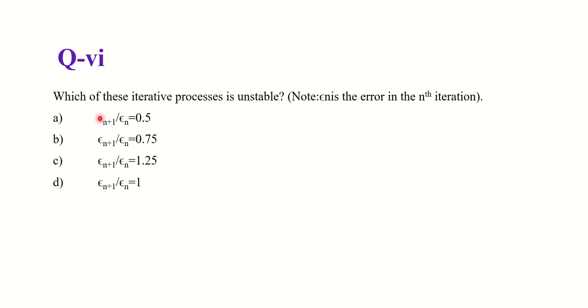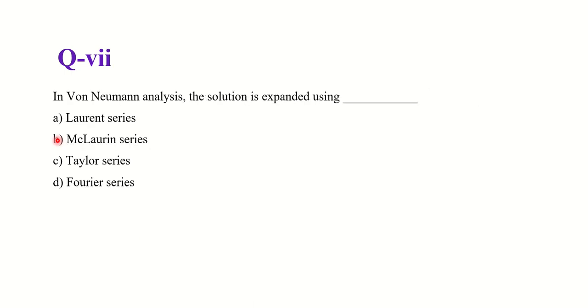If epsilon n plus 1 by epsilon n is equal to 0.5, then epsilon n plus 1 is equal to 0.5 times epsilon n. That is, the present error is half of that in the last step. So it is acceptable. Whereas in option 3 it is given that epsilon n plus 1 by epsilon n is equal to 1.25. That is false. It should not keep on growing, it should rather keep on decreasing. Therefore, option 3 gives rise to unstable solutions.